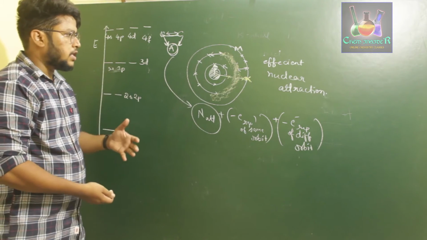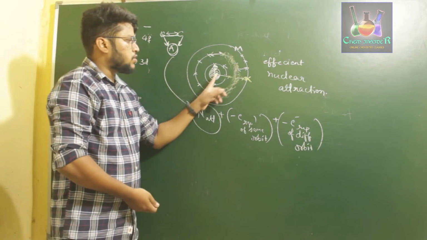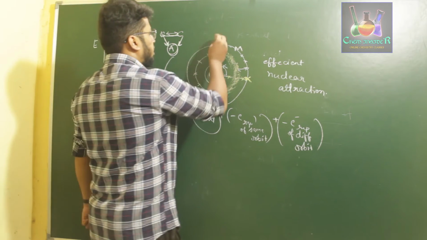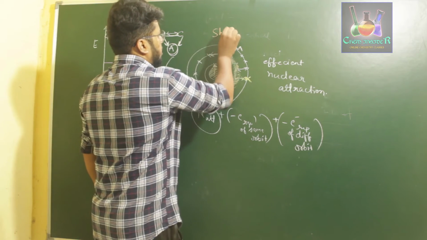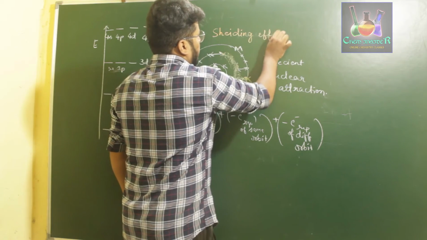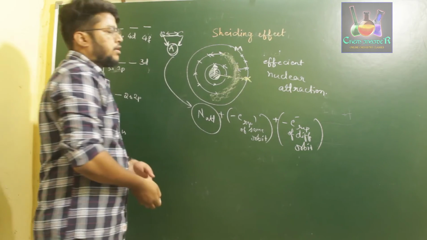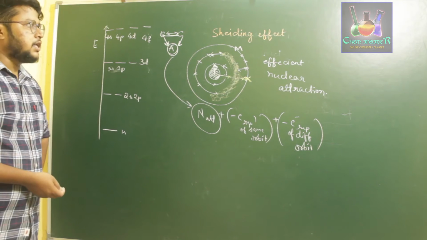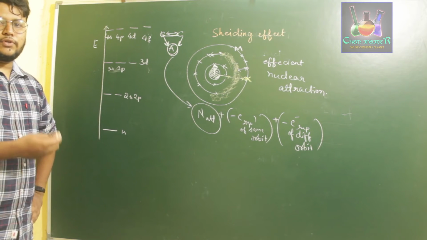It results in a decrease in attraction by the nucleus towards the outermost electron. This effect is called shielding effect. This shielding effect results in a decrease in effective nuclear charge.